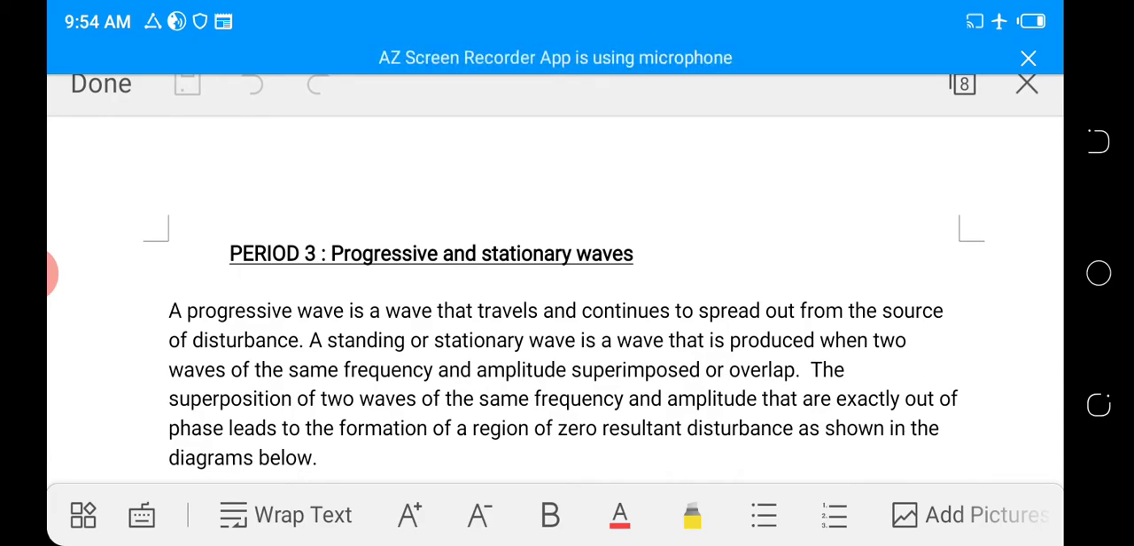A progressive wave is a wave that travels and continues to spread out from the source of disturbance, while a standing or stationary wave is a wave that is produced when two waves of the same frequency and amplitude are superimposed or overlapped. The superposition of two waves of the same frequency and amplitude that are exactly out of phase leads to the formation of a region of zero resultant disturbance, as shown in the diagrams below. Let's look at the two diagrams.